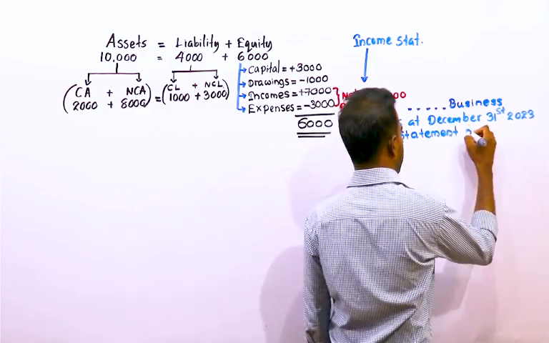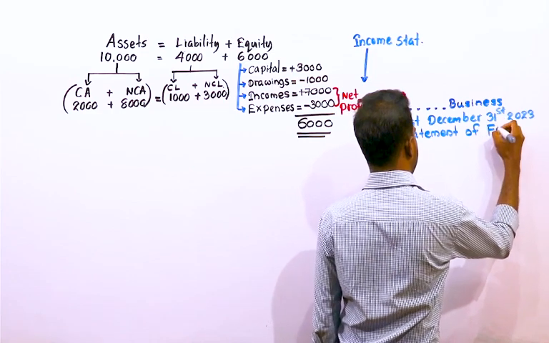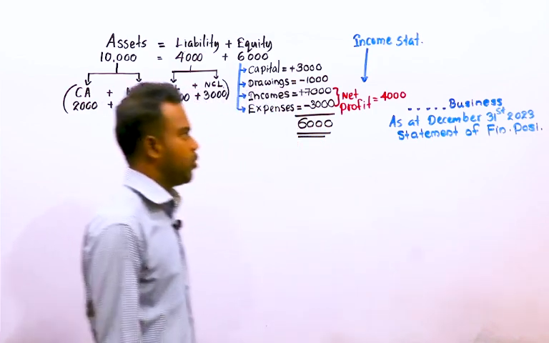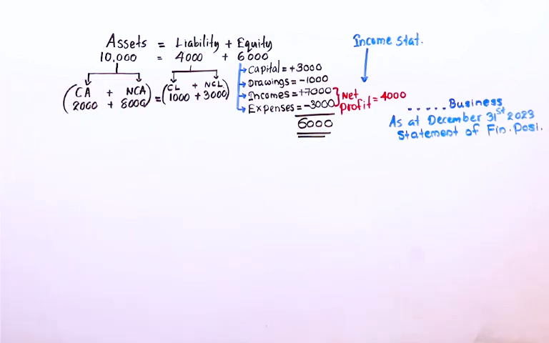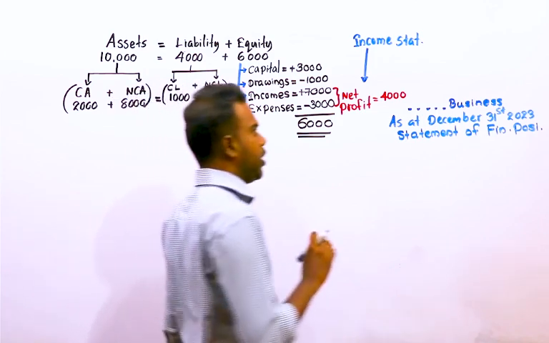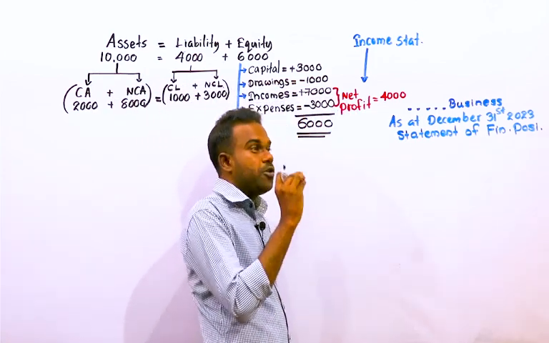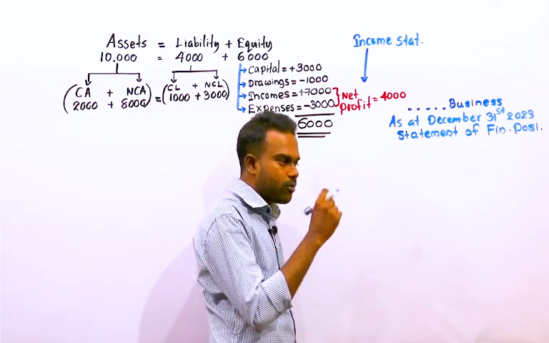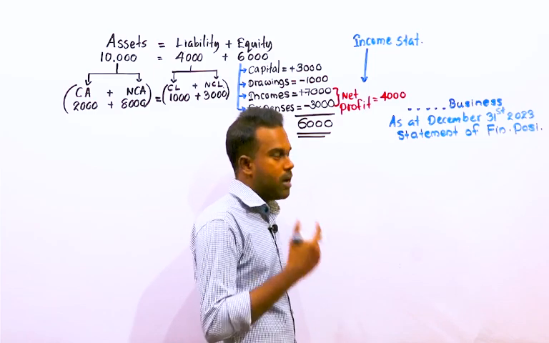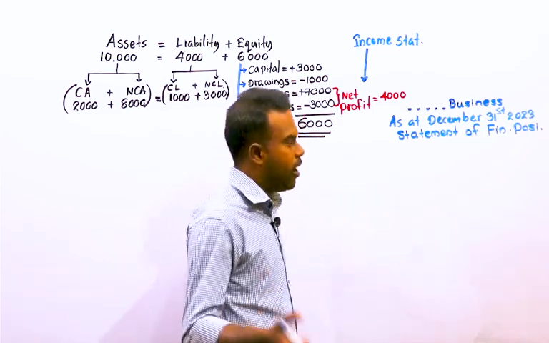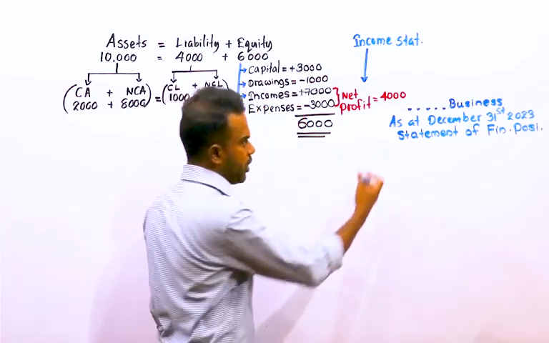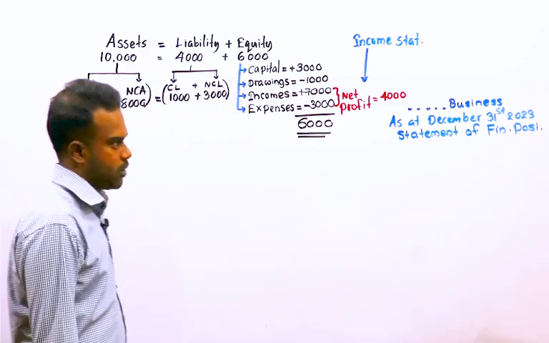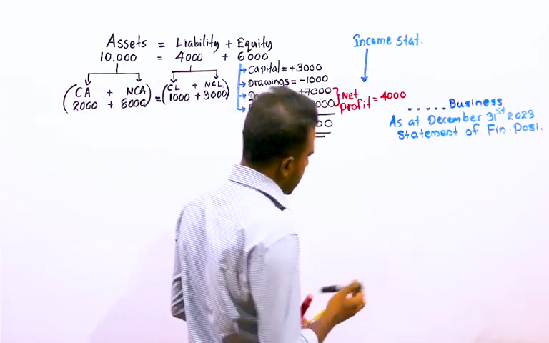Statement of financial position. Financial position, right? Therefore, if you write down this title of the statement, you can keep in mind, you can obtain 1 mark for the question. Understand? If there are 10 marks, you can obtain 1 mark for writing this business name and the date and the name of the statement. Very easily you can obtain 1 mark, right?